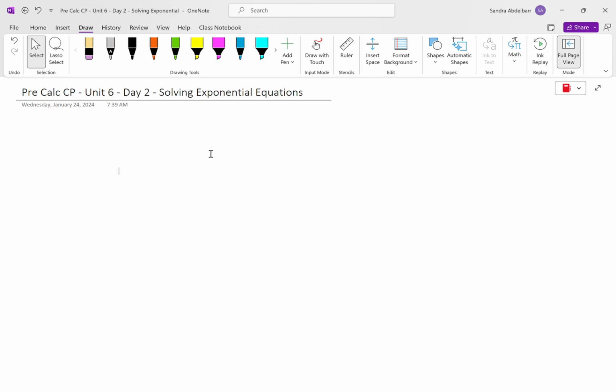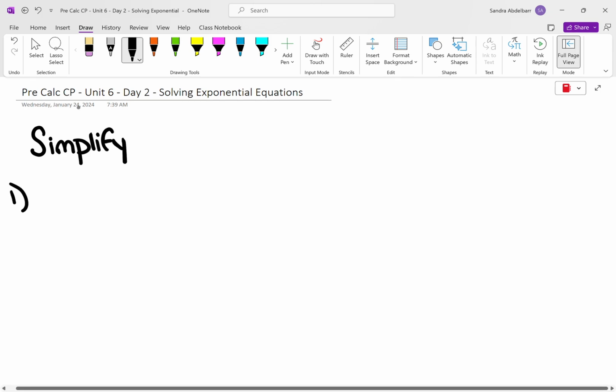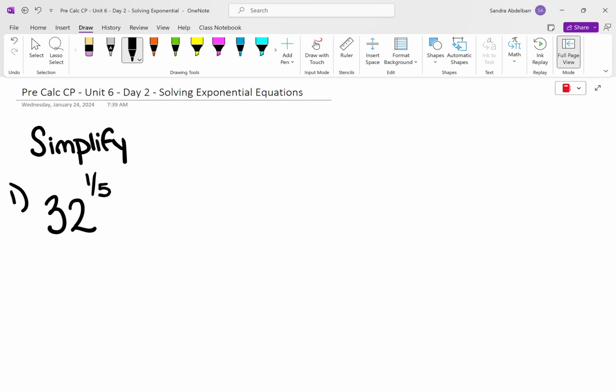Okay, so before we start solving equations, I want us to practice simplifying. So if I have 32 raised to the 1/5 power, in these scenarios we could change this to a radical, right? Do we all agree this is the same as saying the 5th root of 32? Does everybody know these two are the same thing? 32 to the 1/5 is the same as the 5th root of 32.